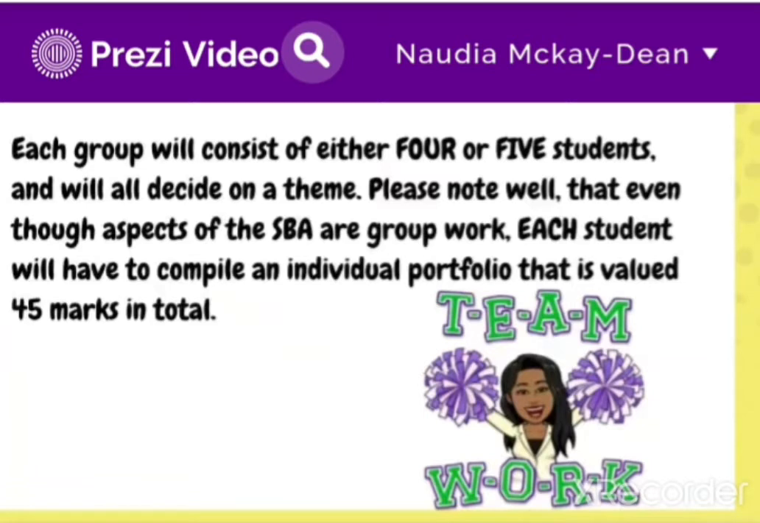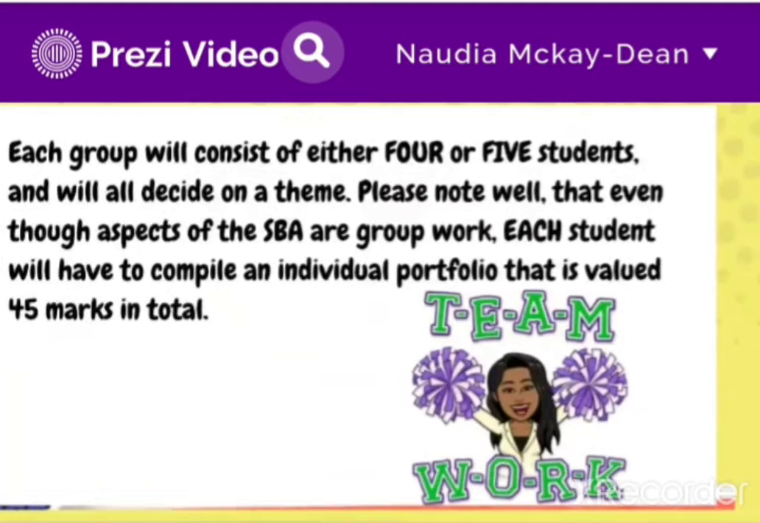Depending on the number of students in your English A class, the teacher will decide whether she's going to have all groups of 4, or all groups of 5, or some groups with 4 and some groups with 5, depending on how many of you are in your English A class. So please note well, even though it's group work, each student will have to compile an individual portfolio and hand that in, and that is valued at 45 marks.